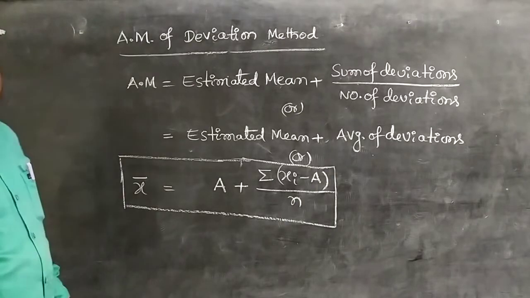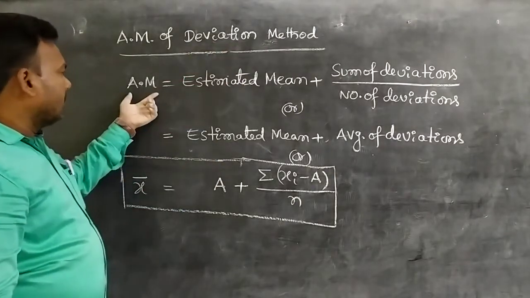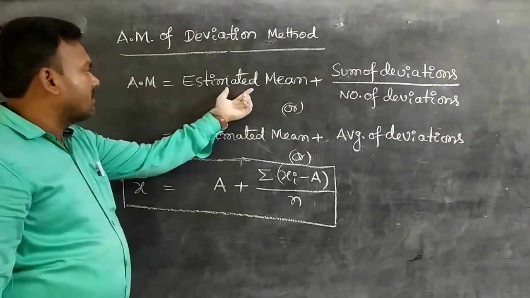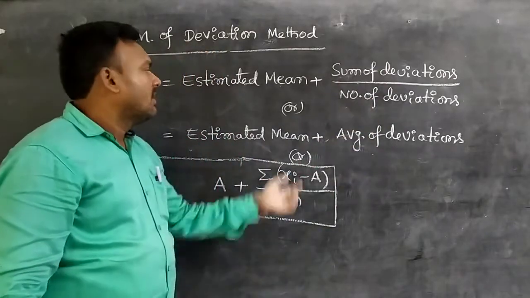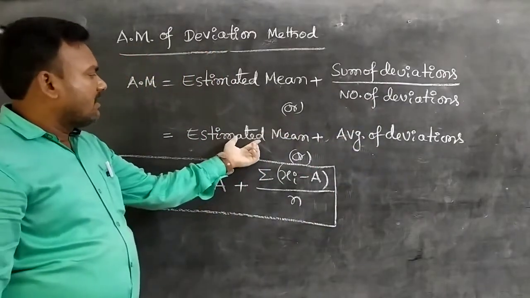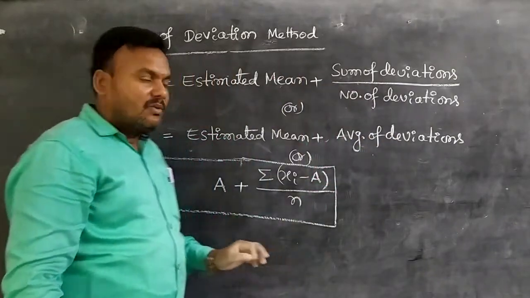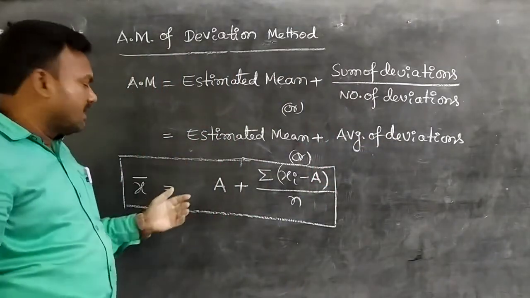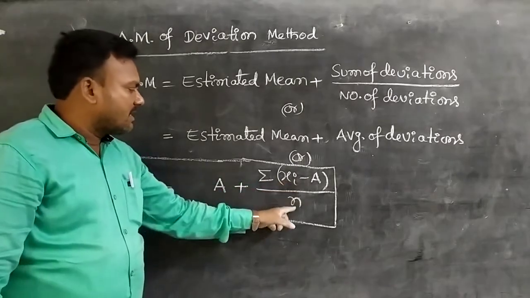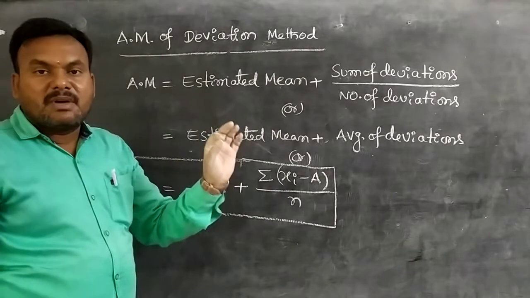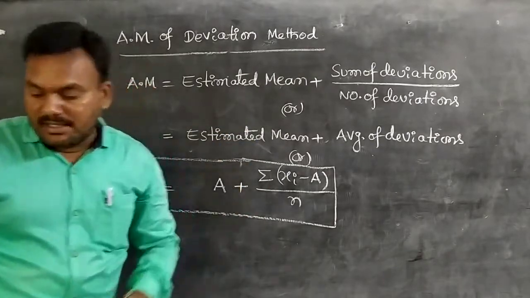Okay, observe once more as I repeat. Arithmetic mean by the deviation method: arithmetic mean equals estimated mean plus the sum of deviations by the number of deviations, or estimated mean plus the average of deviations. In formula form, x bar equals A plus summation xi minus A by n. Then we discuss some related problems, students.